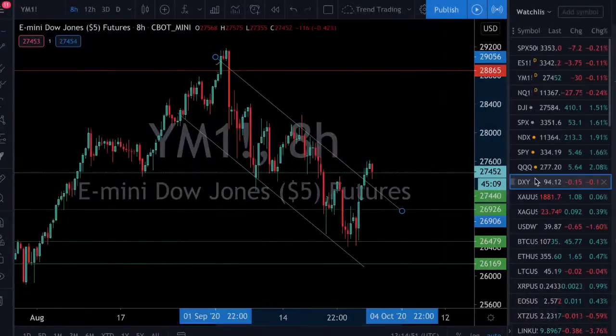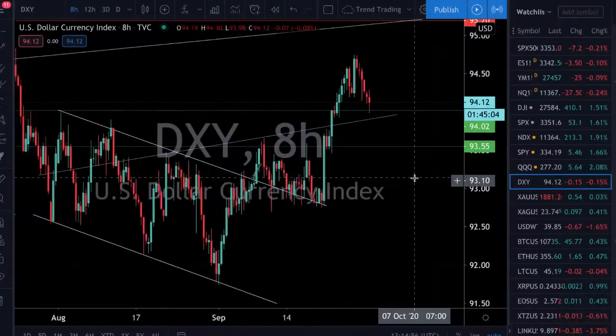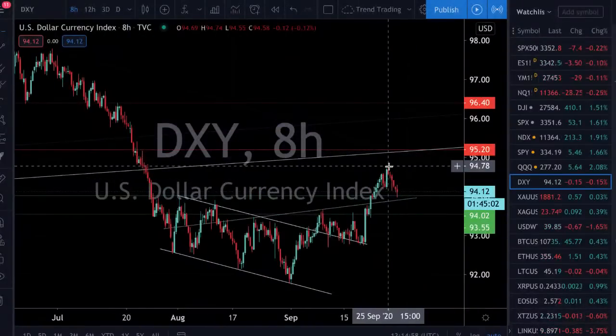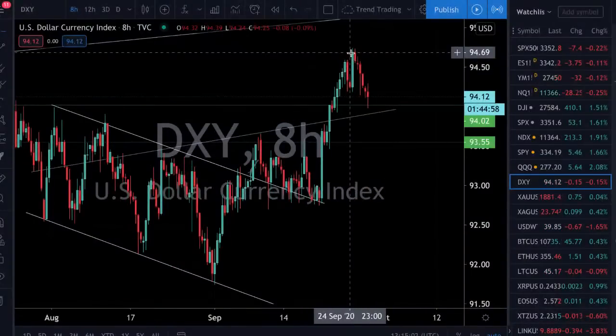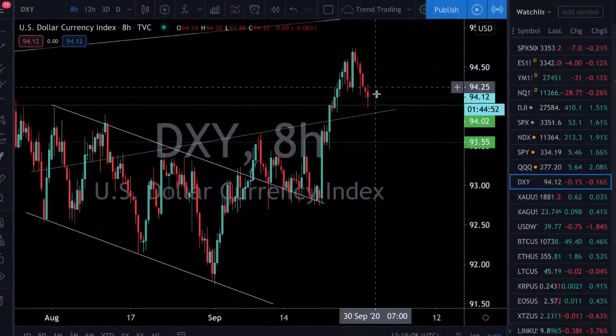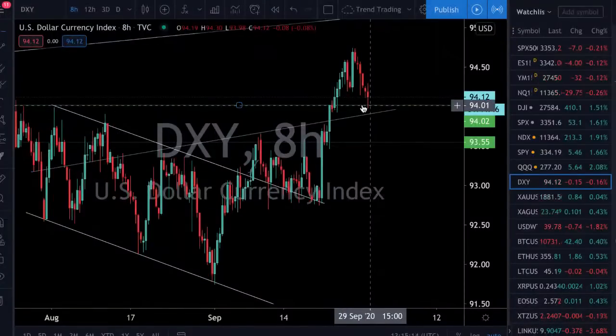Let's take a look at the DXY now. Okay, so we again go back to last Friday. The DXY was trading all the way over here at 94.70, and we said, well, I would not be surprised to see a pullback to 94. We've had a pullback all the way to 94 since, so that's not a surprise. And yesterday we said, look, it doesn't have to stop at 94 exactly.